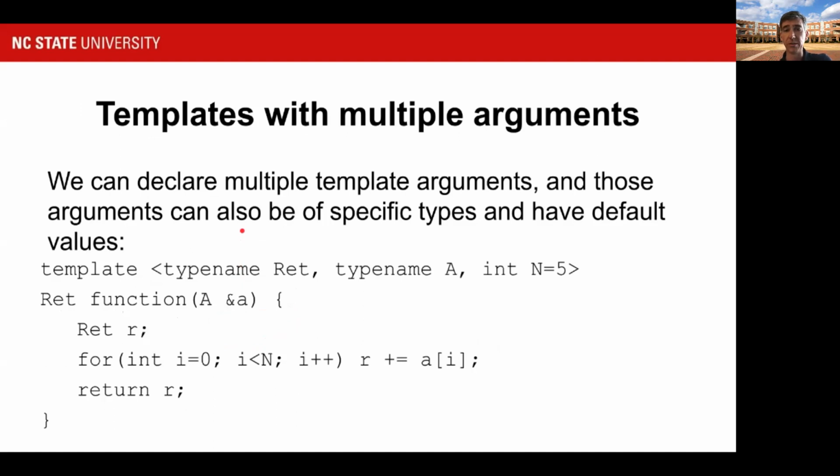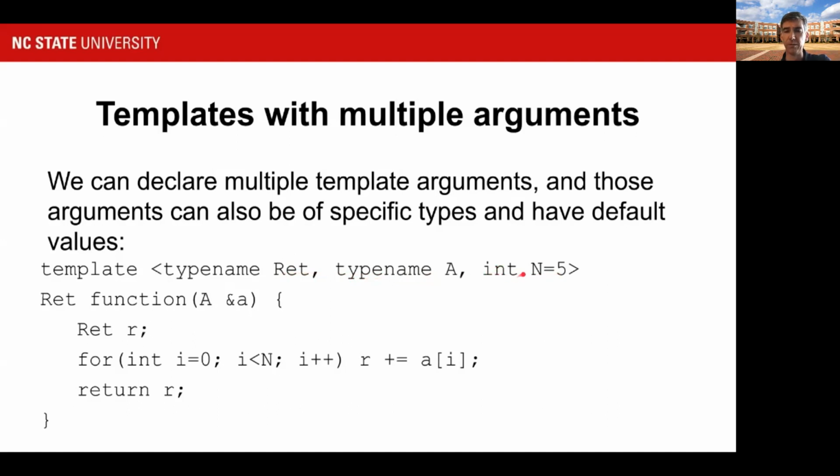You can even declare templates with multiple arguments. The ones I just showed you, we said template and then type name T, so there was only one type, but I could actually have multiple types. And those arguments here don't have to be type names. We don't have to be parameterizing on the type alone. We could also be parameterizing using an integer.